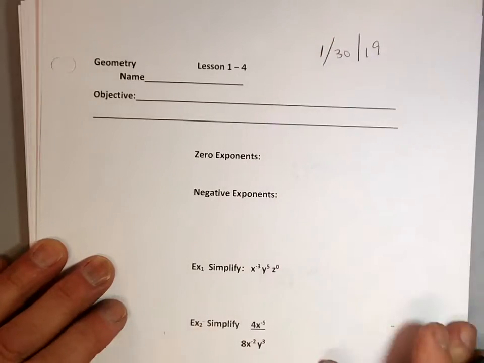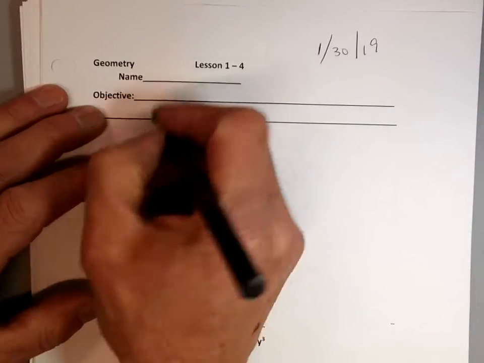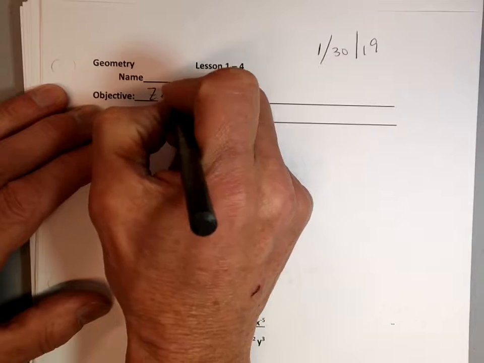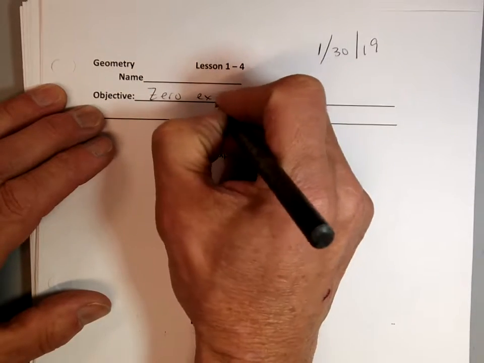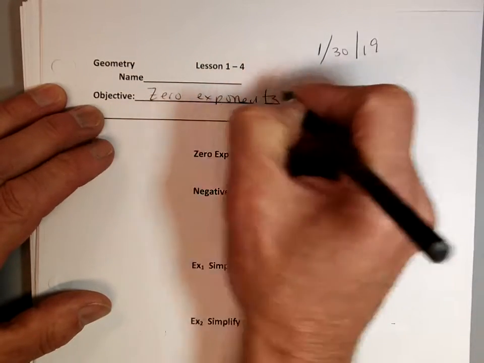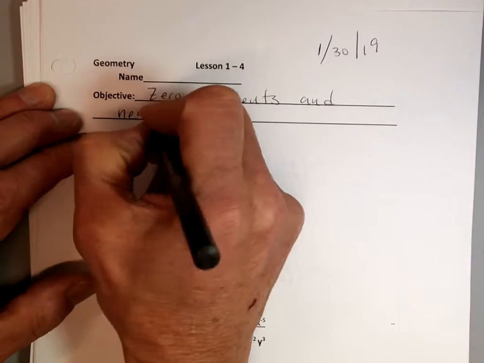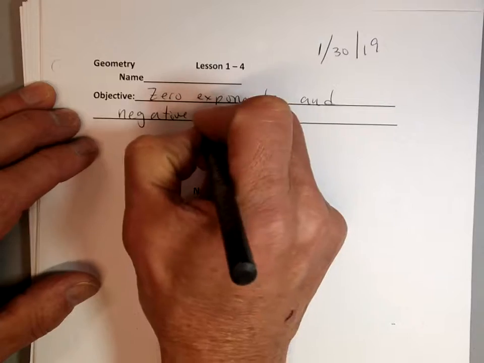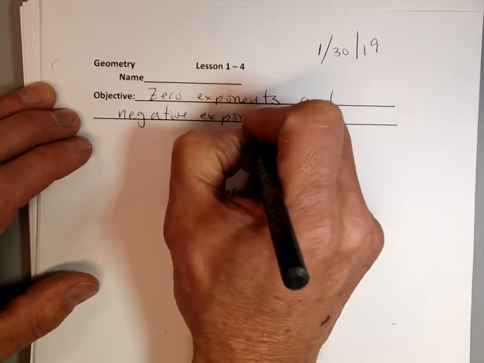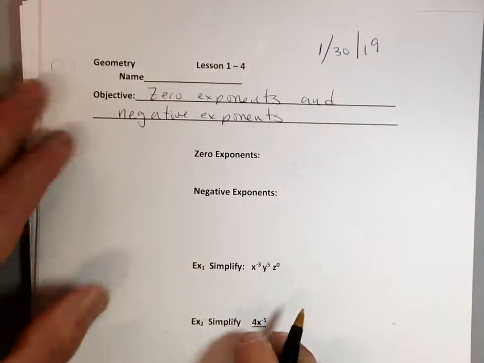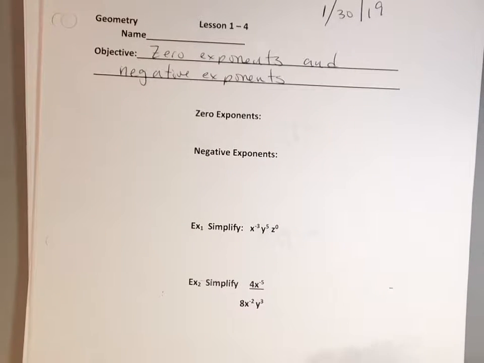Okay, so the objective today: we want to talk about zero exponents and negative exponents. Talk about zero exponents and negative exponents, okay?